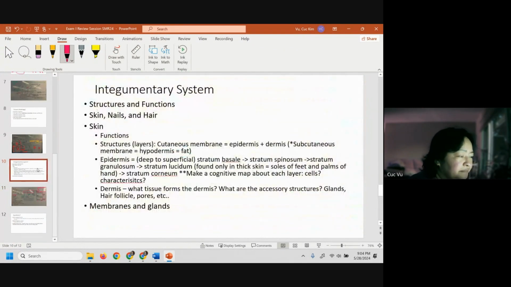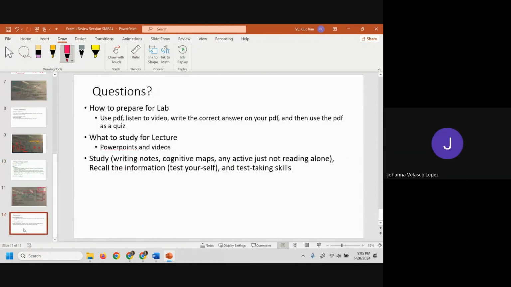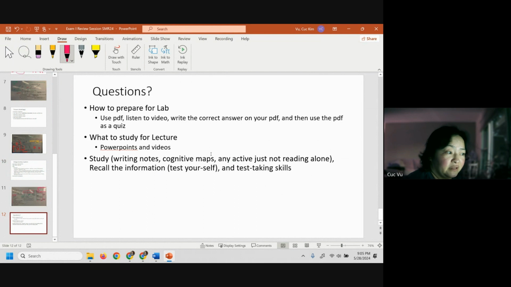So let's go here. Now we only had time to go through skin. You also want to make sure you go through nails and hair. Okay. And then membranes and glands, because that's all a part of the integumentary system. Then how to prepare for the lab.